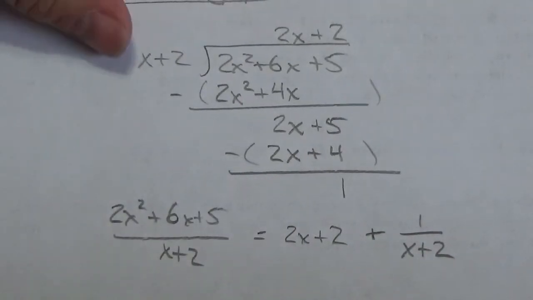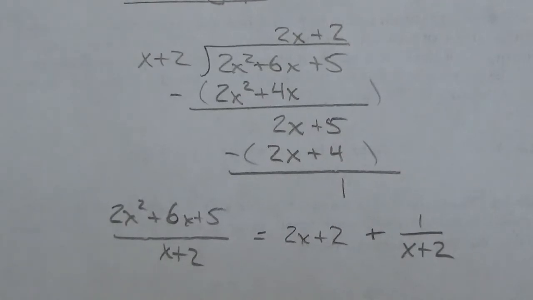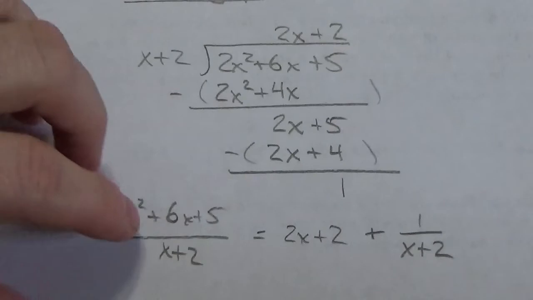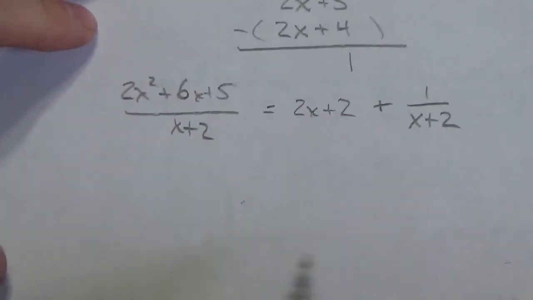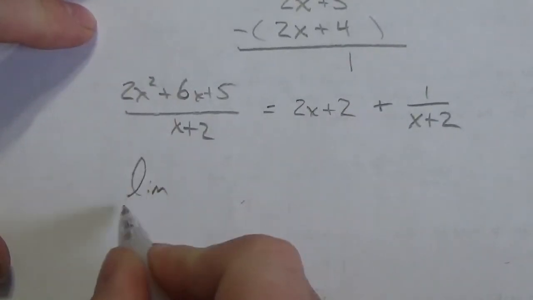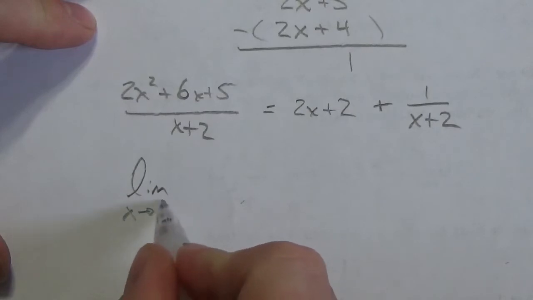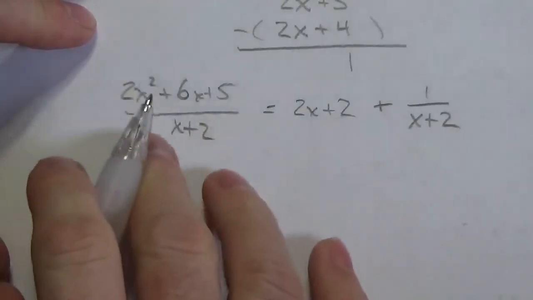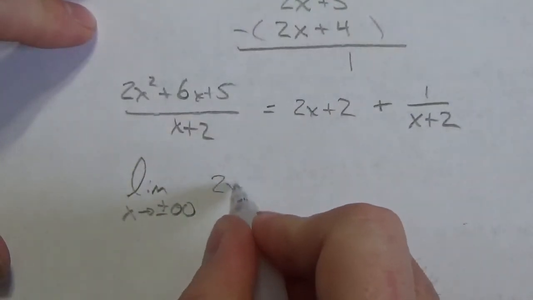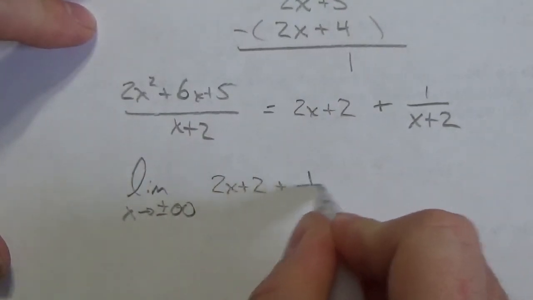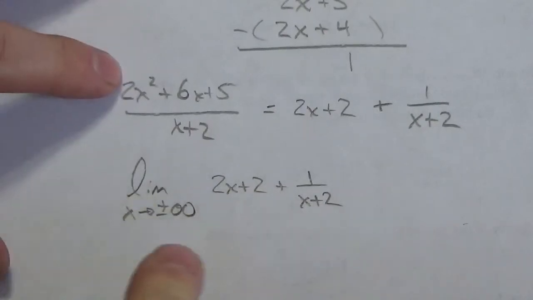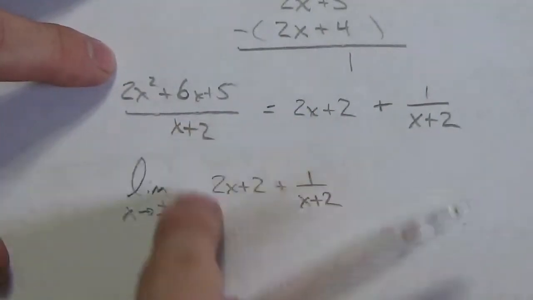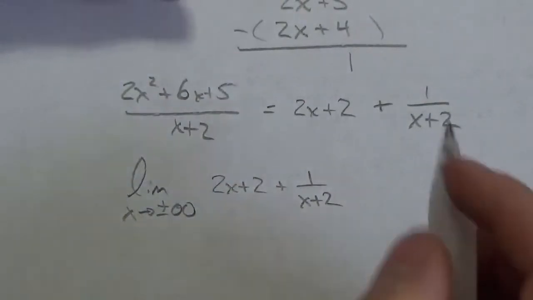Okay, so what have I done? Well, not much actually. All I've really done is just rewritten the original function in this form. But now, when I want to figure out what the asymptote is, I'm going to take the limit as x goes to positive or negative infinity here. And when I do it of this function right here, that is going to be exactly the same as doing it with this function, because they're one and the same. These two are equal.